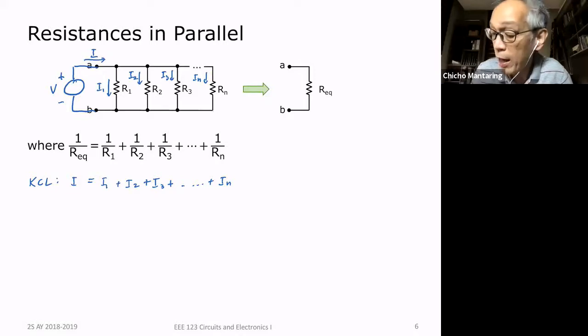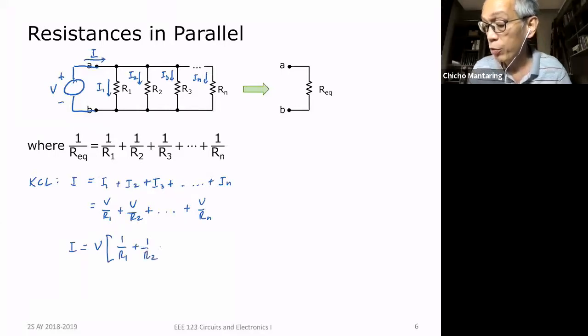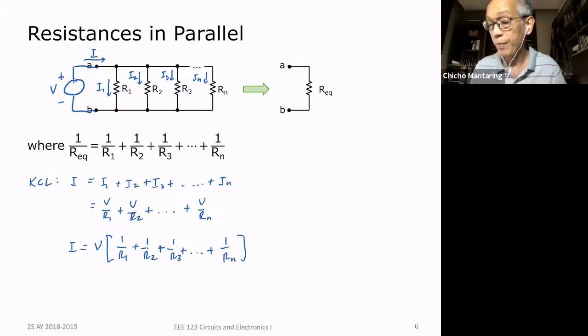Therefore, what is I1? I1 is just V over R1. I2 is V over R2, all the way to IN, which is V over Rn. So I is actually V multiplied by 1 over R1 plus 1 over R2 plus 1 over R3, all the way to 1 over Rn.